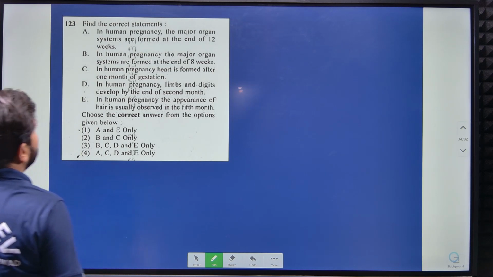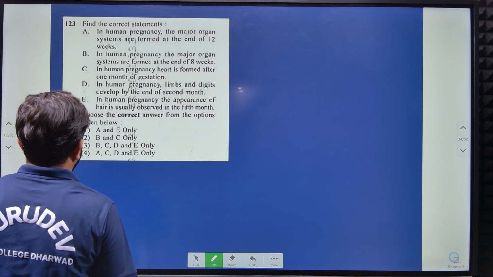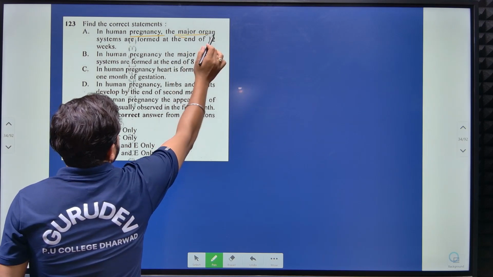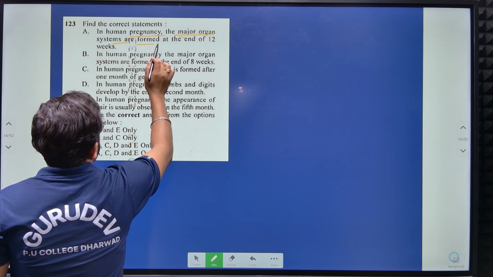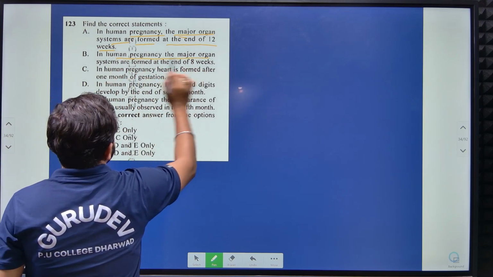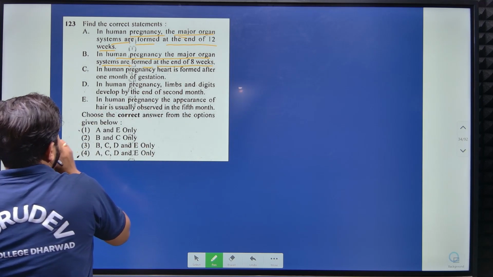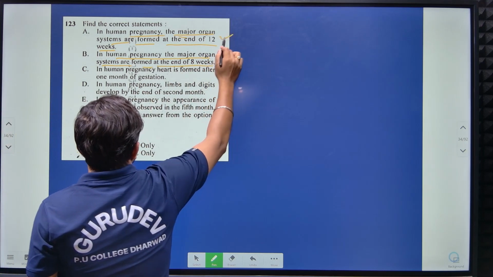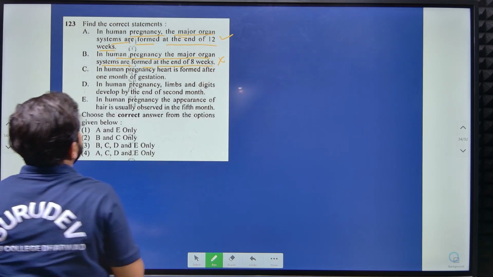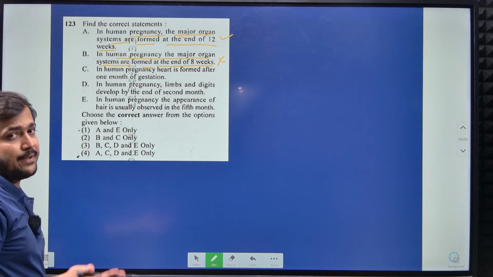Then find the correct statement related with pregnancy, and on the basis of the correct statements we have to find out. In human pregnancy, the major organ systems are formed at the end of 12 weeks. Then, in human pregnancy, the major organ systems are formed at the end of the 8th week. So according to this, if I consider these two statements, A is correct, but B is wrong, right? In human pregnancy, the major organ systems are formed at the end of the 8th week, they are saying.